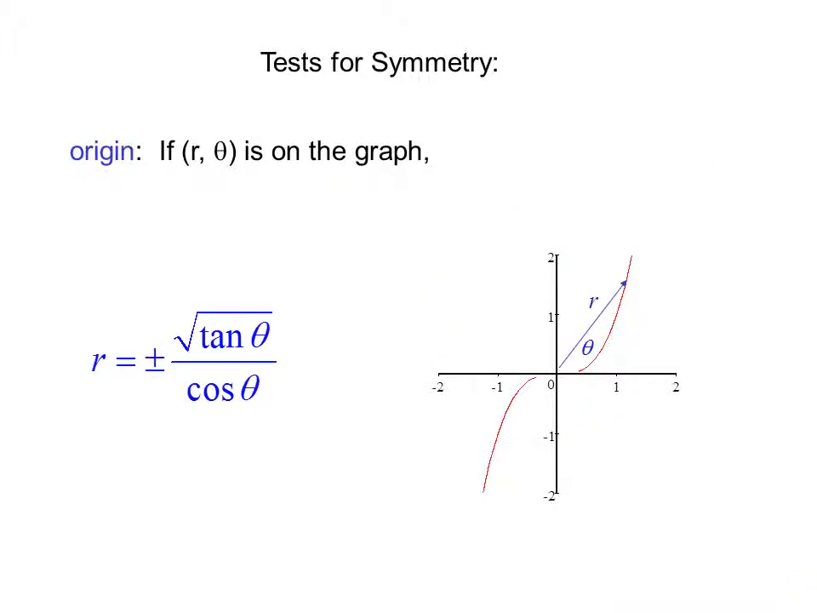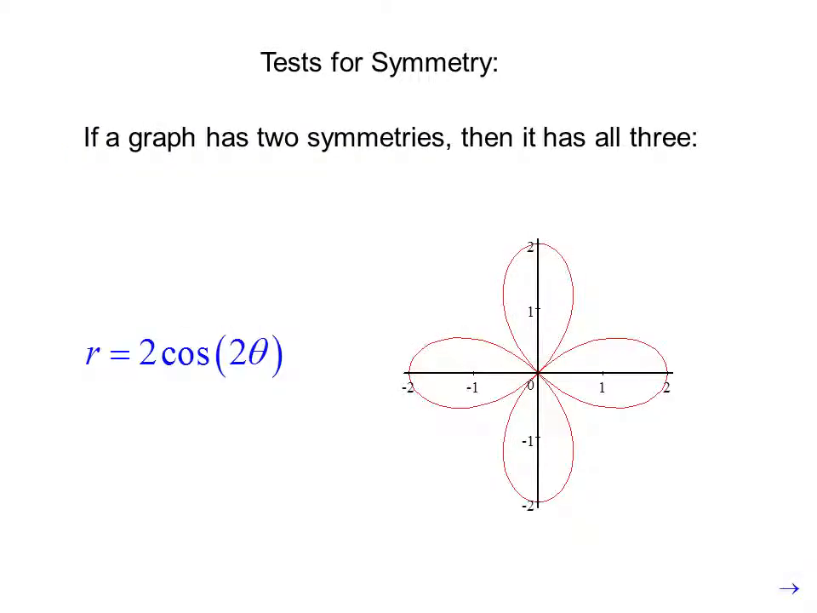Origin symmetry occurs when, if (r, theta) is on the graph, so is (-r, theta), as in this graph of r equals plus or minus radical tangent theta over cosine theta. Or (r, theta plus pi). If a graph has two symmetries, then it has all three. For example, r equals 2 cosine 2 theta.